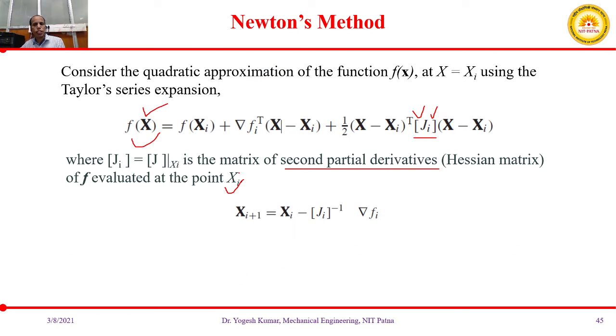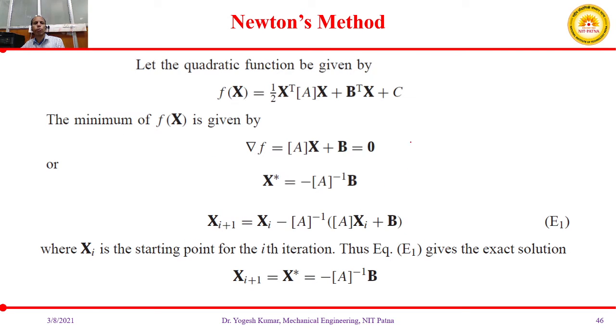In order to calculate the next approximate point, xi plus 1 is equal to xi minus inverse of Ji, where Ji is your Hessian matrix, times the gradient of function f calculated at x equal to xi. So this is about Newton's method, how we proceed or how we calculate the next optimum point.